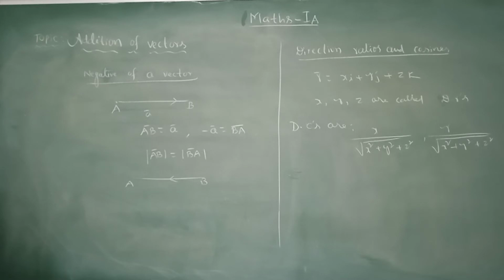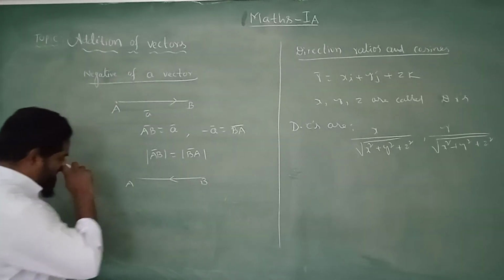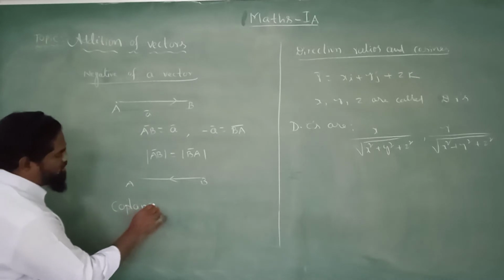Next, coplanar and collinear vectors. Coplanar vectors are nothing but vectors that lie in the same plane.